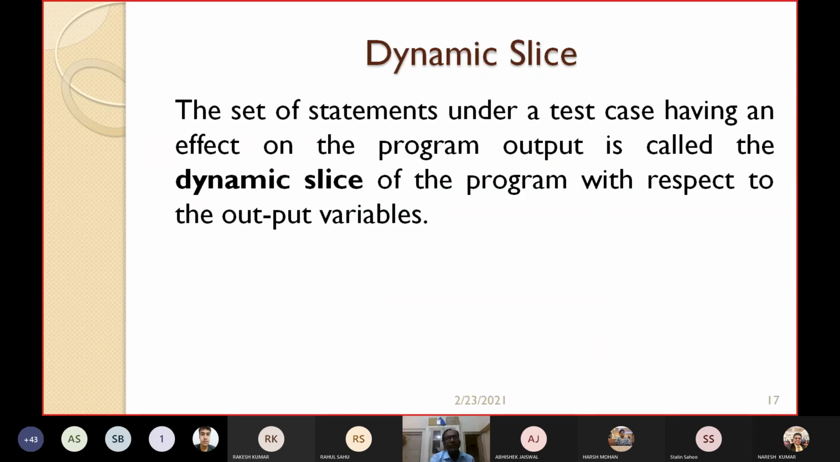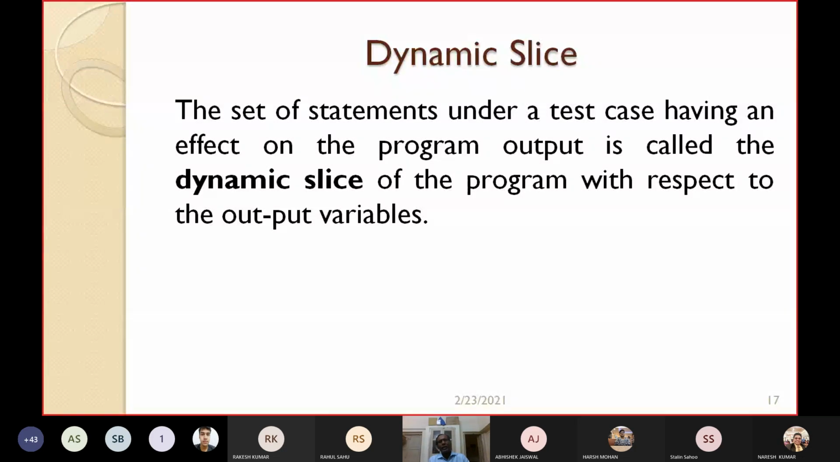Next is dynamic slice. I have already told you the definition of dynamic slice in that class. What is dynamic slice? Dynamic slice is the set of statements which are affected at a particular statement for a particular slicing criterion for a specific input. The difference between static slicing and dynamic slicing I have already told you. In static slice, it is independent of input. Whatever input you may give, the slice will remain the same. The statements included in the slice will remain the same. What is dynamic slice? As you change the input, the slice will also change.